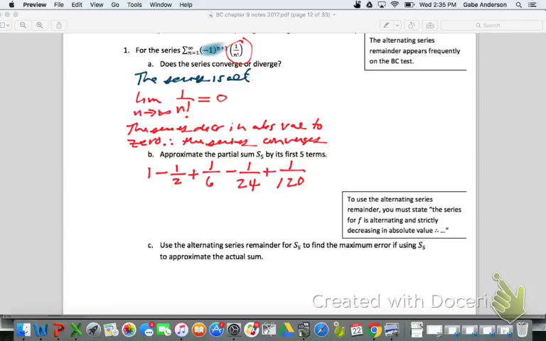Part C says use the alternating series remainder for S5 to find the maximum error if using S5 to approximate the actual sum of the series. So if we use this partial sum and say, hey, this is an approximation, what would the error be? You can note this in a couple different ways. Here's one way. You can say the actual sum minus the partial sum. That would give us our error, right? So the actual sum minus the partial sum has to be less than or equal to what?